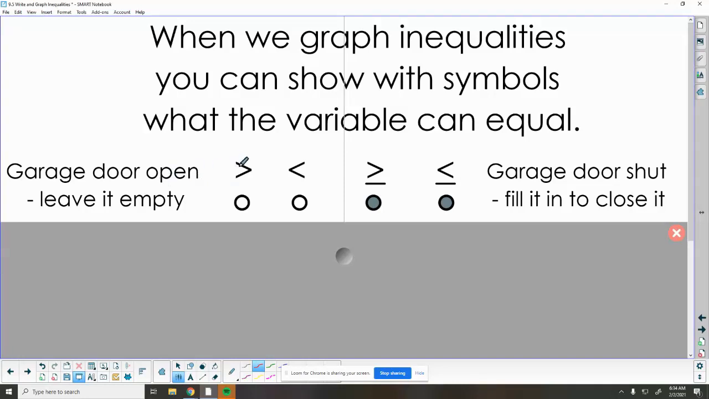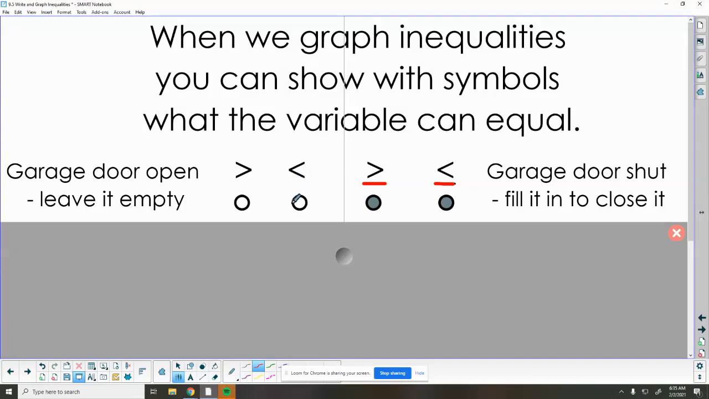When we just have less than or greater than, the garage door is open. Over here, when we have less than or equal to, the garage door, bam, is shut. So on these ones, we just leave our circle open. We circle the number on the graph and leave it open because it's not including that number. So it's open, it's not included, right?